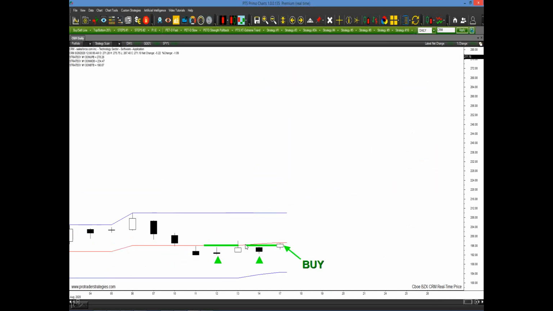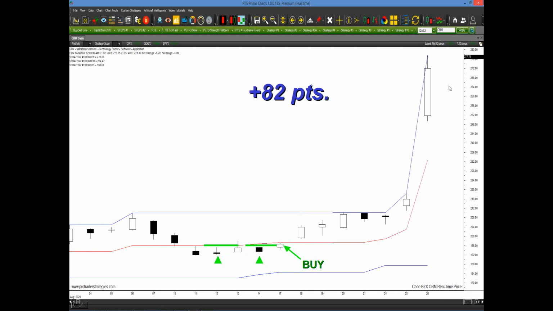CRM gave two signals right here. This was in the middle of August. Now, if you had a really tight stop here, maybe you wouldn't have bought this or maybe got stopped out. It's up to you. But you had two choices to get in here in CRM, 82 potential points in a little over a week. Now, we know the stock gapped up based on something, but remember, fundamental news is not required.